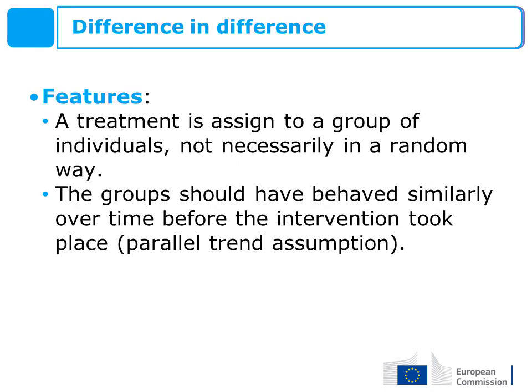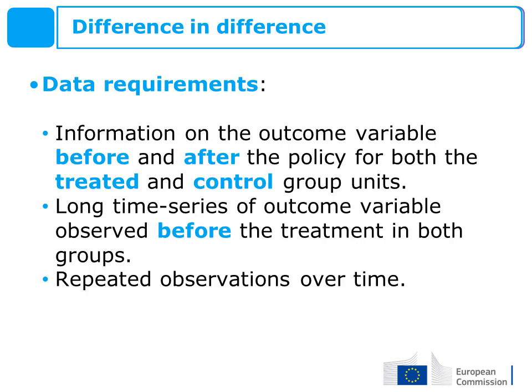2. Difference in difference. Features. A treatment is assigned to a group of individuals, not necessarily in a random way. The group should have behaved similarly over time before the intervention took place. This is called common or parallel trend assumption. Data requirement. Information on the outcome variable before and after the policy for both the treated and control group units.